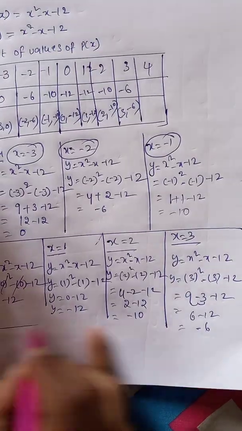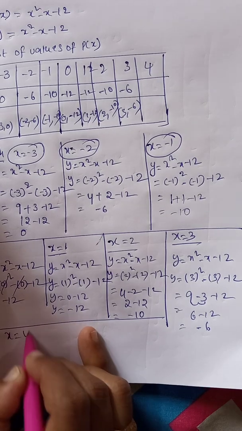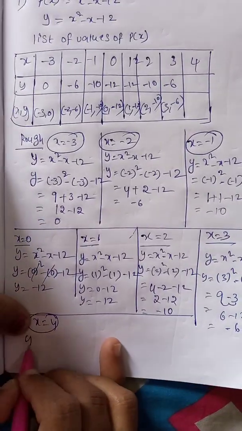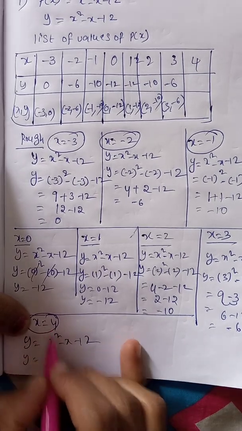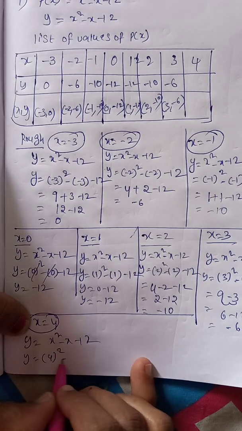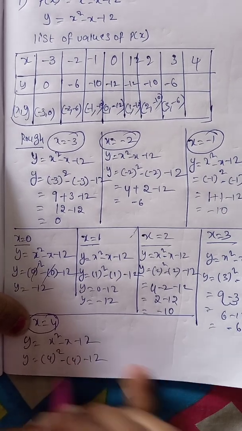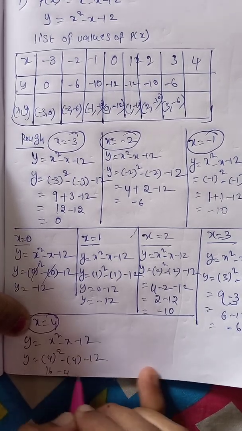Next value is 4. Now substitute x equals 4. y equals x square minus x minus 12, so y equals 4 whole square minus of 4 minus 12. 4 fours are 16, minus 4, minus 12.